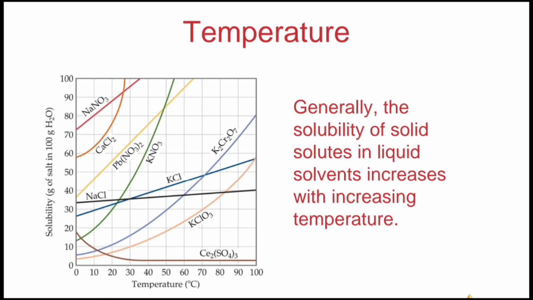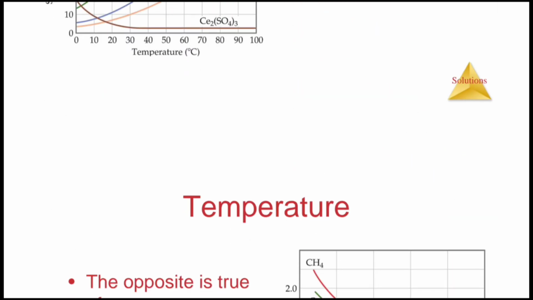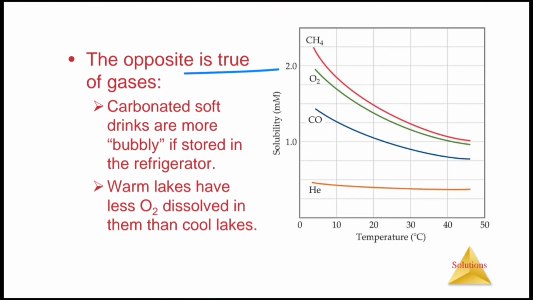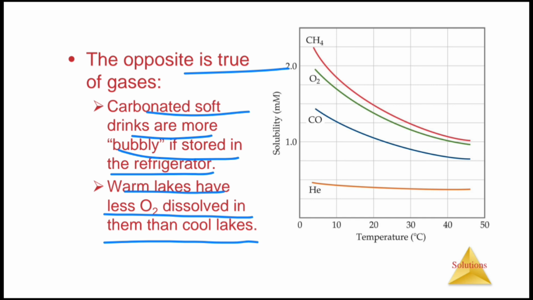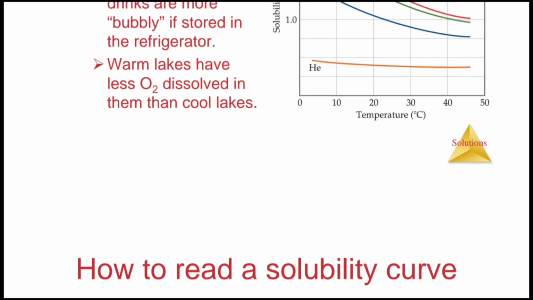Effect of temperature. The solubility of solutes in a liquid solvent increases with increasing temperature. The system energy decreases, but the entropy increases. The opposite is true for gases. Carbonated soft drinks are more bubbly if stored in the refrigerator. Warm lakes have less oxygen dissolved in them than cool lakes. So solids and gases have opposite effects of temperature.